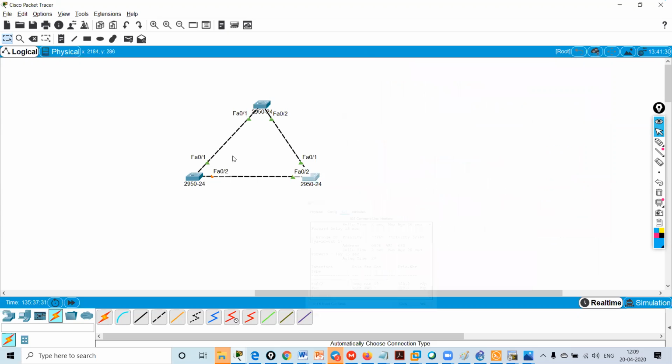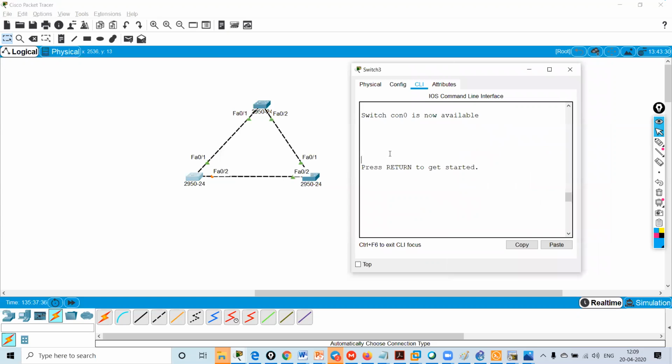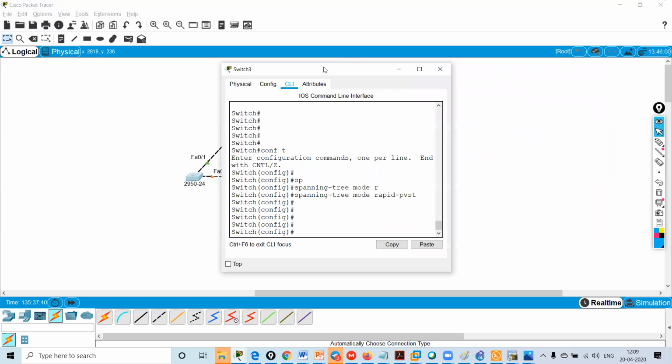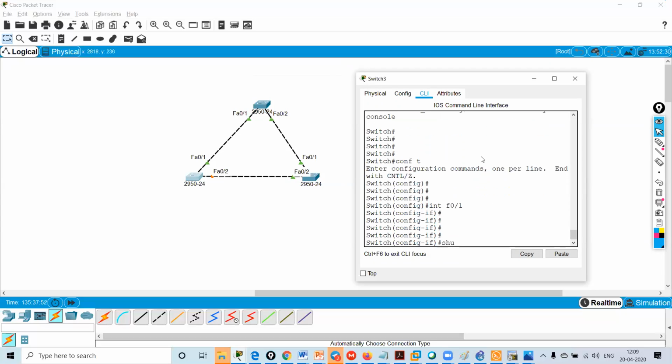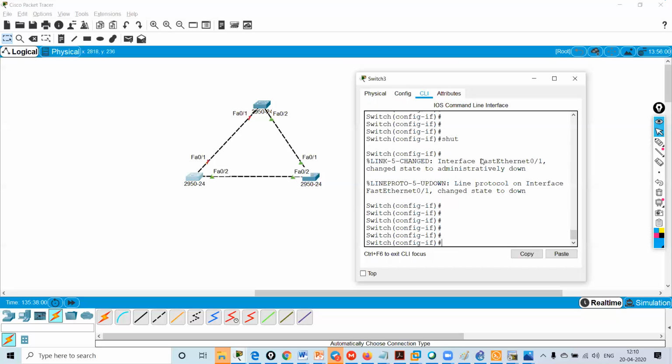So for verification, I will go on this switch 3. I will make the FastEthernet 0/1 interface down. See the convergence. It came up within a second. This is what uplink fast does. Correct?